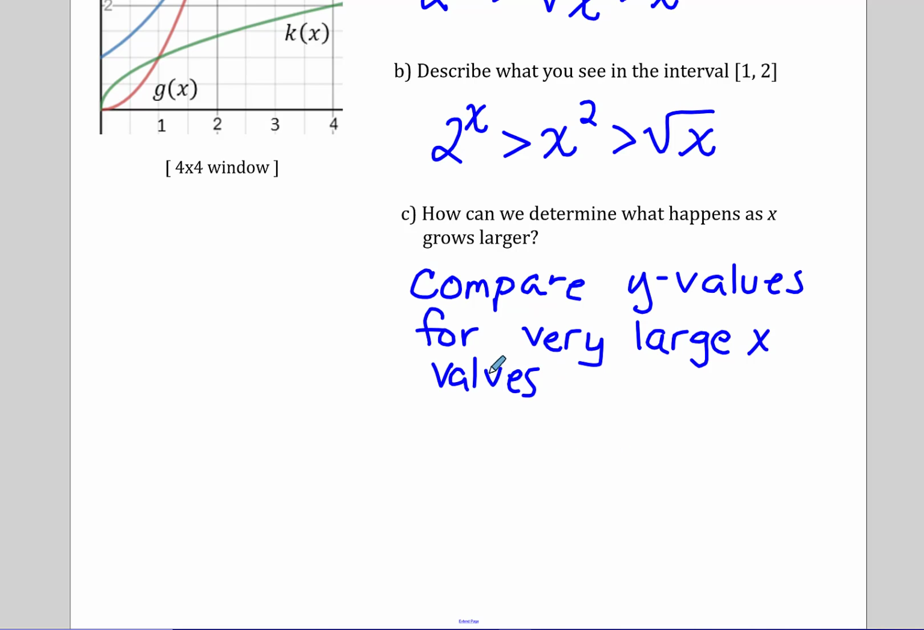And try to figure out what behavior is happening. But here's one really important note. Infinity is not a number, remember? It's not a real number. It's a behavior. So you got to consider that. We can't say we're plugging in infinity.